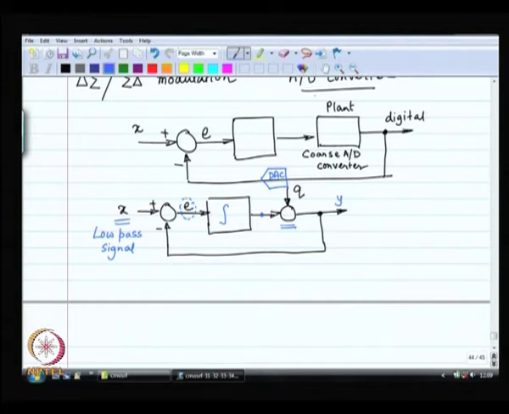Is this understood? The average of the output is equal to X. I am not saying what the dynamics of the output are, I am just saying that the average of the output is equal to X. So, if I look at the spectrum of the output, at DC I will see X, at other frequencies I will see other junk, but I already know that my signal is a low pass signal. I already know that my signal is a DC, let us say.